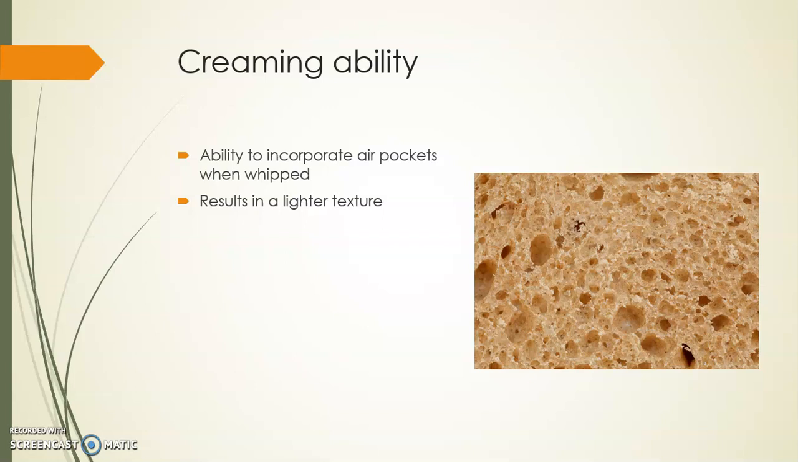The next thing is something we've already talked about. It's the creaming ability. And you should remember, creaming ability is the ability to incorporate air pockets when whipped or beaten or creamed, and it results in all these little air bubbles in your finished product, like this picture over here, and that gives it a lighter texture and prevents it from being too dense.